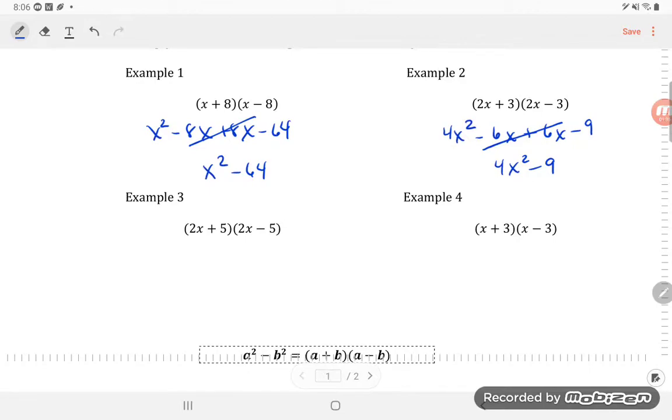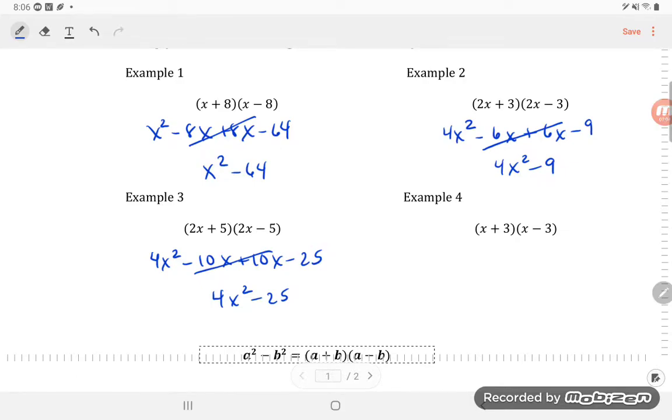For example 3, 2x times 2x is 4x squared. 2x times negative 5 gives a negative 10x. Positive 5 times 2x gives a positive 10x. 5 times negative 5 is a negative 25. Final answer, 4x squared minus 25.